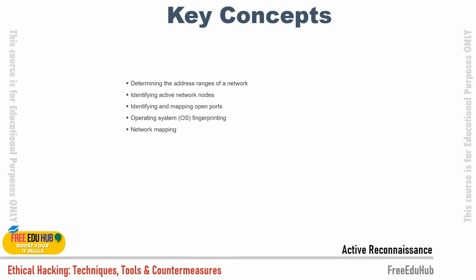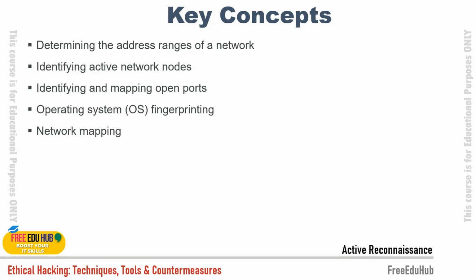Let's see some of the basic key concepts that we'll be covering in this chapter. We'll be determining the address range of networks, then we'll identify active network nodes, identifying and mapping the open ports, operating system fingerprinting, and then we'll be looking at network mapping.